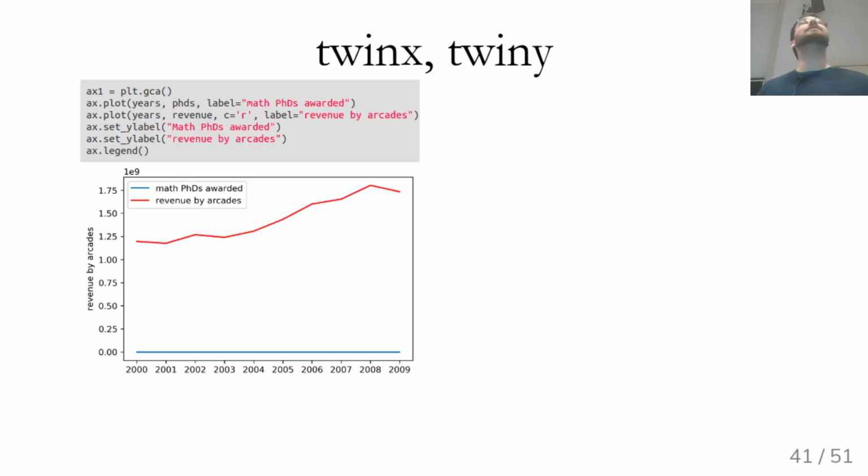Wait, can I do powers of 10? This is billion, right? Yeah, they made like $1 billion or something in 2000. And so that's obviously way, way higher than the number of math PhDs. So the math PhD line just looks like a flat zero.